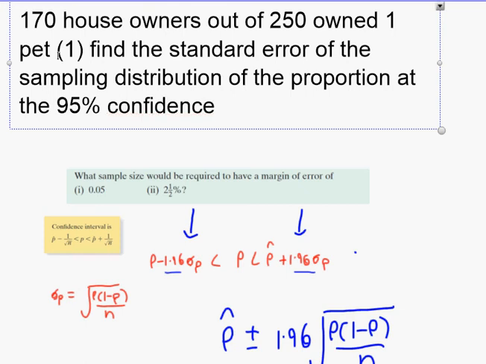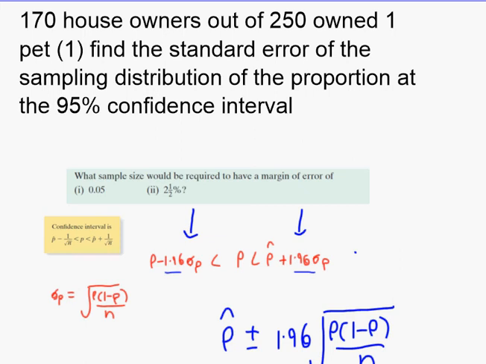Now how do we do that? Anybody know how we do that? So find the p-value, starting off. The p-value is going to be, what's 170 out of 250? Which is going to be 0.68. And once you have your 0.68, what can you do then?